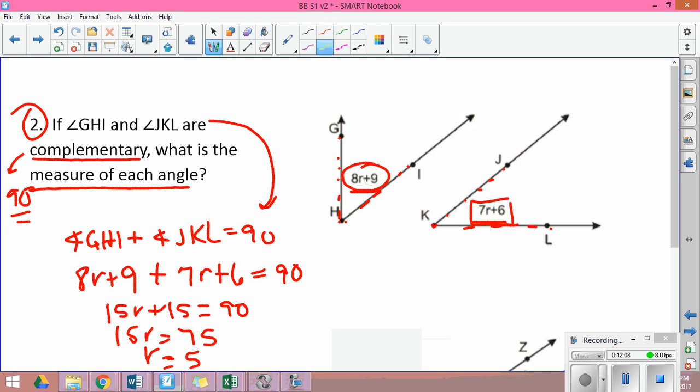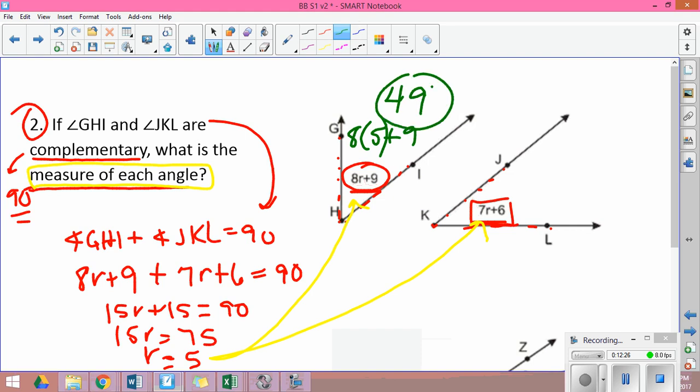Now in geometry, you always want to be sure you answer the question. And I want the measure of each angle, not r. So now I need to substitute r in there. If I say 8 times 5 plus 9, this angle is 49 degrees. If I do 7 times 5 plus 6, 35 plus 6, this is 41 degrees. And as a check, those two better add up to 90, and they do, so I know I did my problem right.